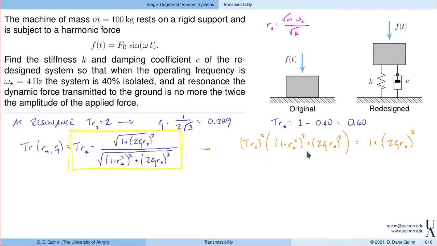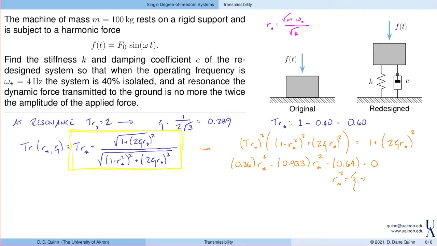So if you notice, this is just a polynomial. In fact, it's technically a fourth order polynomial, and it reduces to 0.36 when I add in all these numbers. R star to the fourth minus 0.933 R star squared minus 0.64 equals 0. Okay, so the nice thing is this is actually quadratic in R star. So we can solve this.